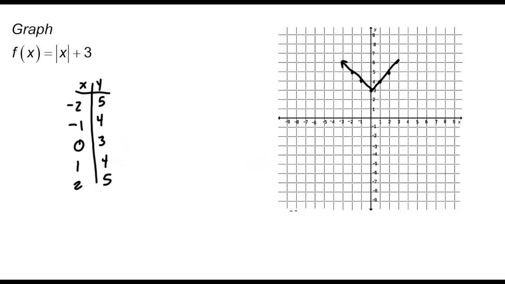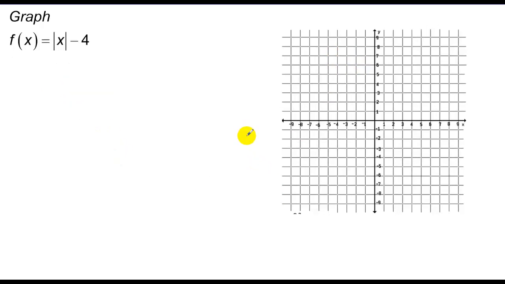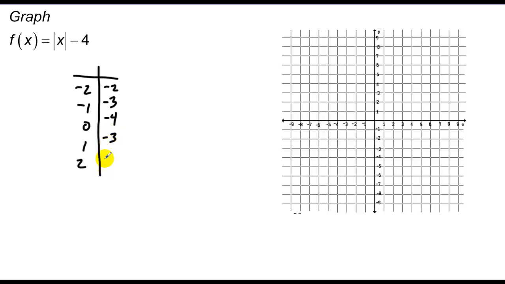Let's do another one. The absolute value of x minus 4. Pick these same points, -2, -1, 0, 1, 2. Plug in -2, get out a 2 minus 4, which is -2. Plug in a -1, positive 1 minus 4, which is -3. 0 gets me -4. 1 gets me -3, and 2 gets me -2. Graph those, and you'll notice, once again, these graphs are all looking the same. The only difference is where the vertexes are.